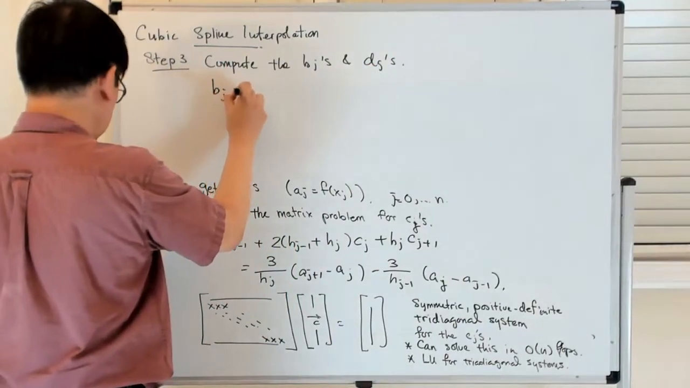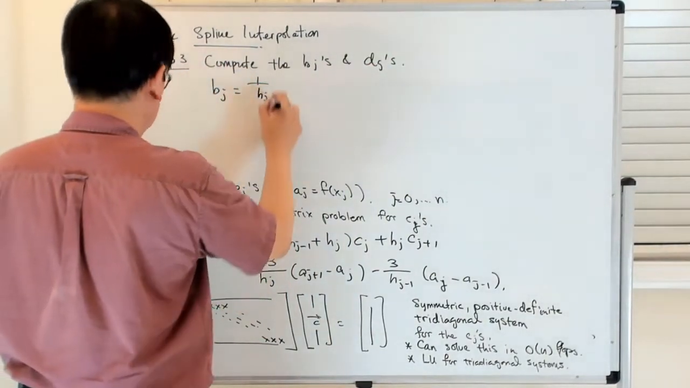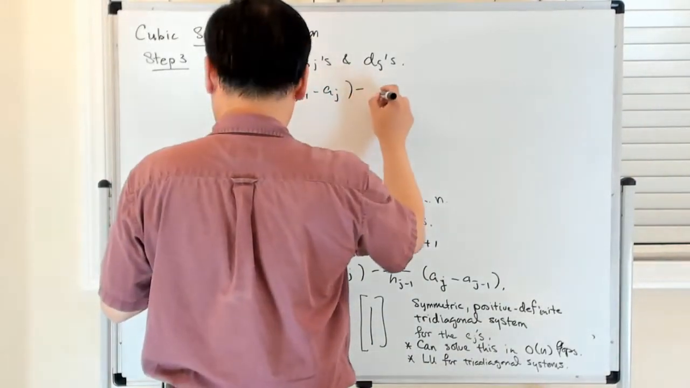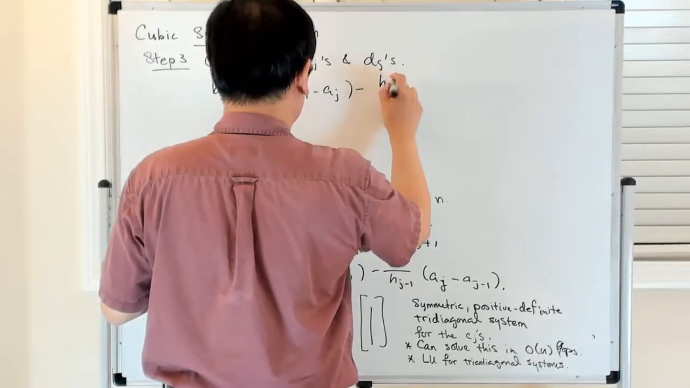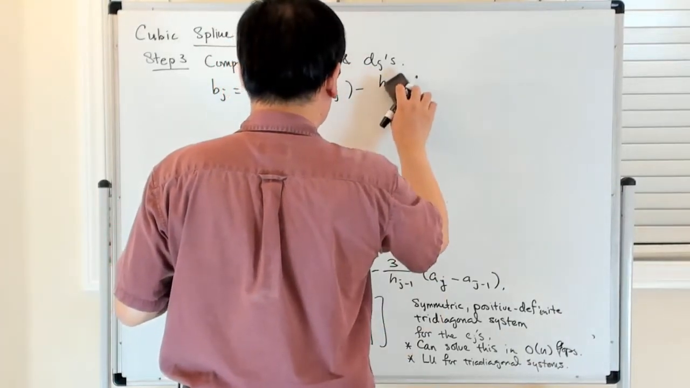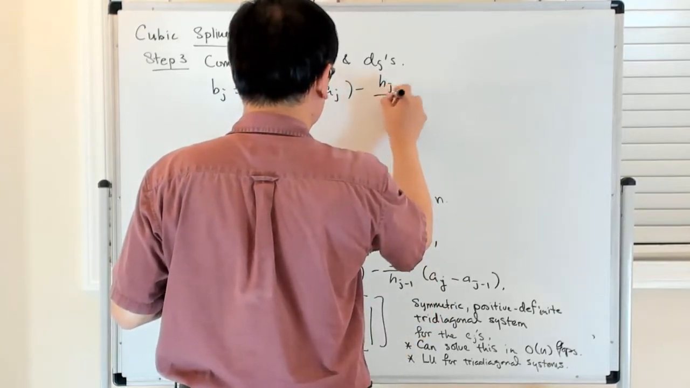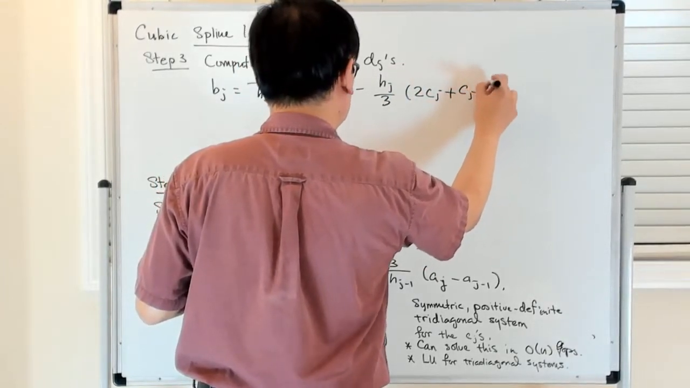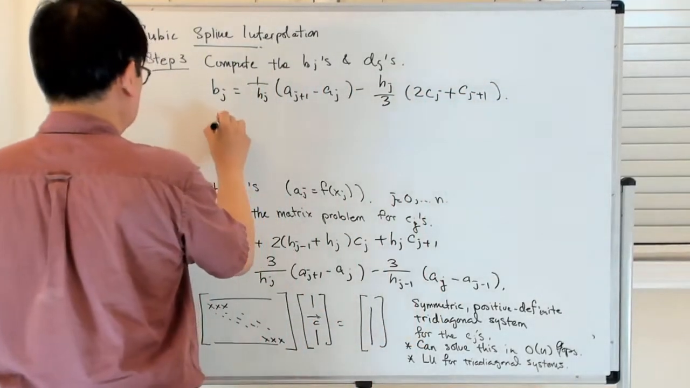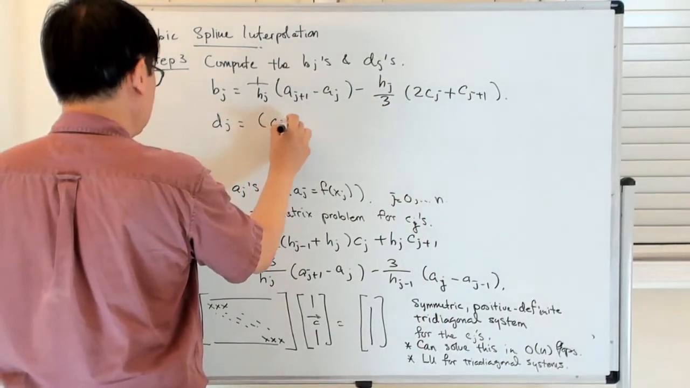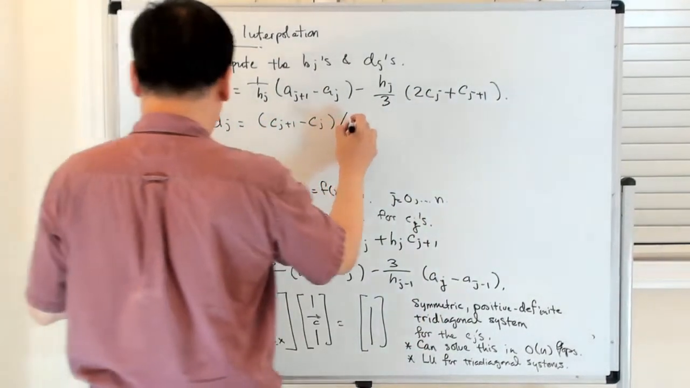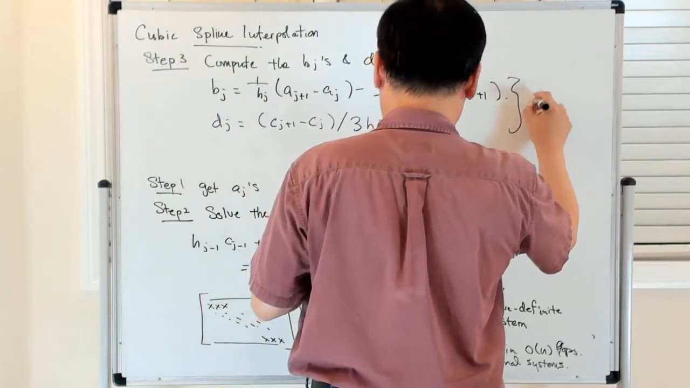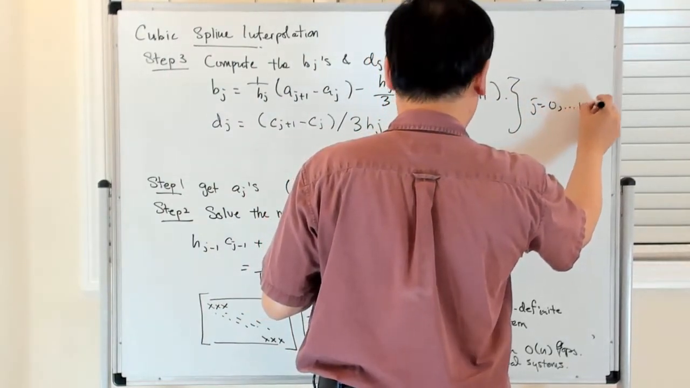So Bj is going to be 1 over hj, a_{j+1} minus a_j, minus hj over 3, 2 cj plus c_{j+1}, and then Dj is c_{j+1} minus cj divided by 3hj, and this is j goes from 0 to n minus 1.